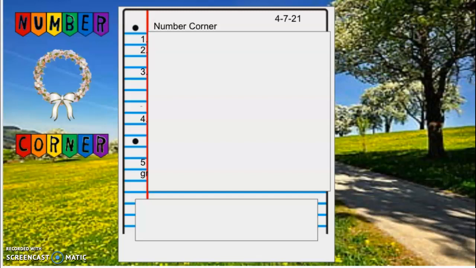Please write the date and Number Corner at the top of your paper. Press pause until you are ready to continue.